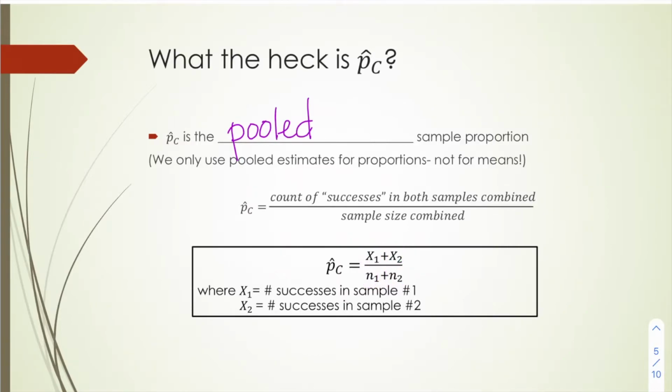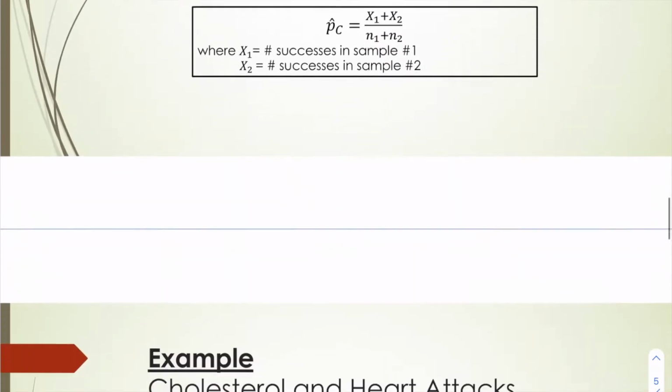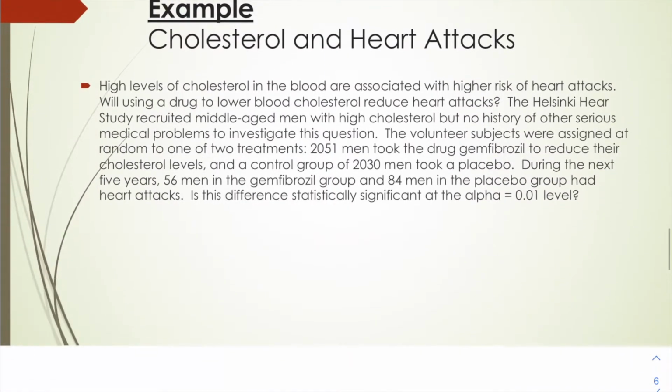And basically you would calculate the proportion of successes in that total pooled sample. So that goes into the test statistic given on the slide before. Okay, so here's an example problem we're going to do.